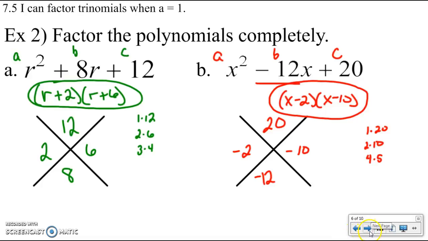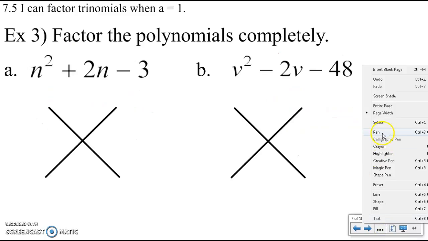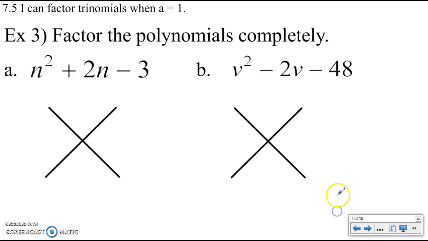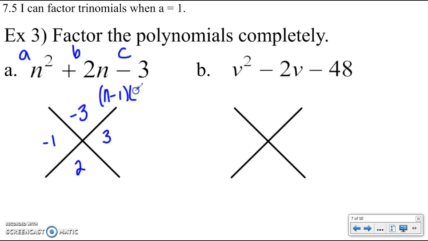Let's do two more together. These are a little different because now we have a negative c. So if I label a, b, and c, my C this time is a -3, and my B is a +2. Again, the only factors of 3 are 1 and 3. So I need to figure out which one needs to be negative to give me a +2 when I add up. So -1 times 3 is -3. -1 plus 3 is 2. So I have n minus 1 and n plus 3.